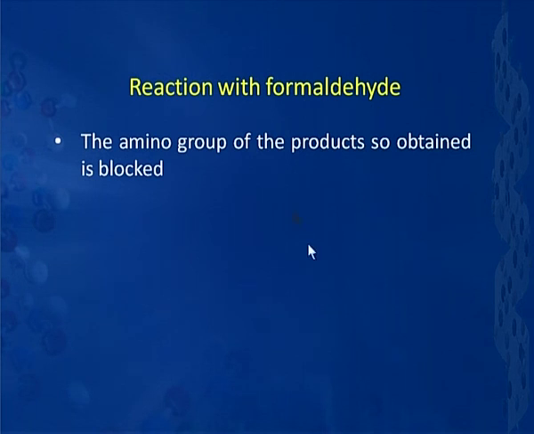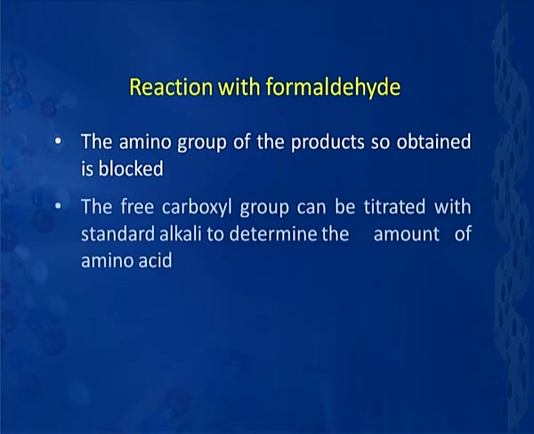So, the amino group of the product is blocked and the COOH group is free. What we can do is take an amino acid, treat with formaldehyde, block the amino group, and the free carboxyl group can be titrated with standard alkali.